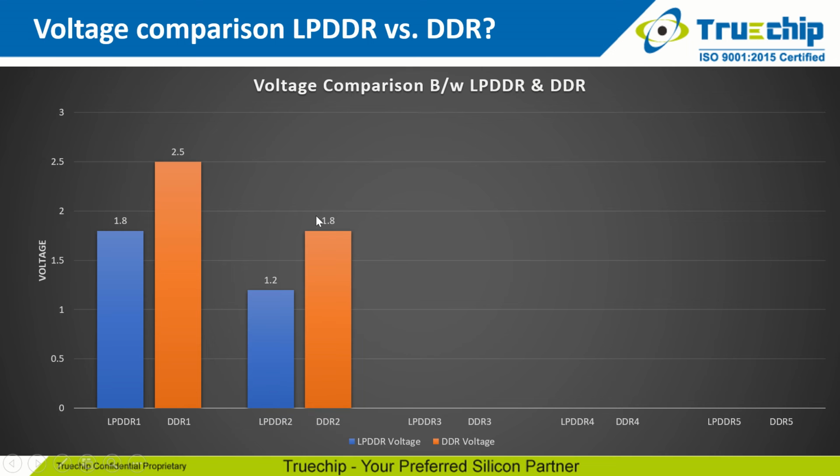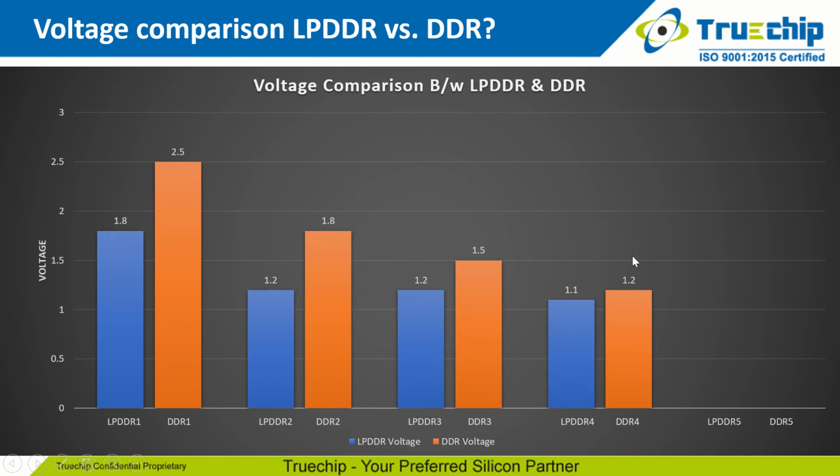Same for LPDDR2, which is a slightly modified form of DDR2 SDRAMs, where the supply voltage is reduced from 1.8 volt to 1.2 volt. Whereas in DDR3, the voltage is reduced to 1.5 volt, but in LPDDR3, it remains the same at 1.2 volt as in LPDDR2. DDR4 is reduced to 1.2 volt and LPDDR4 to 1.1 volt. DDR5 works on the supply voltage of 1.1 volt and LPDDR5 on 0.5 volt.